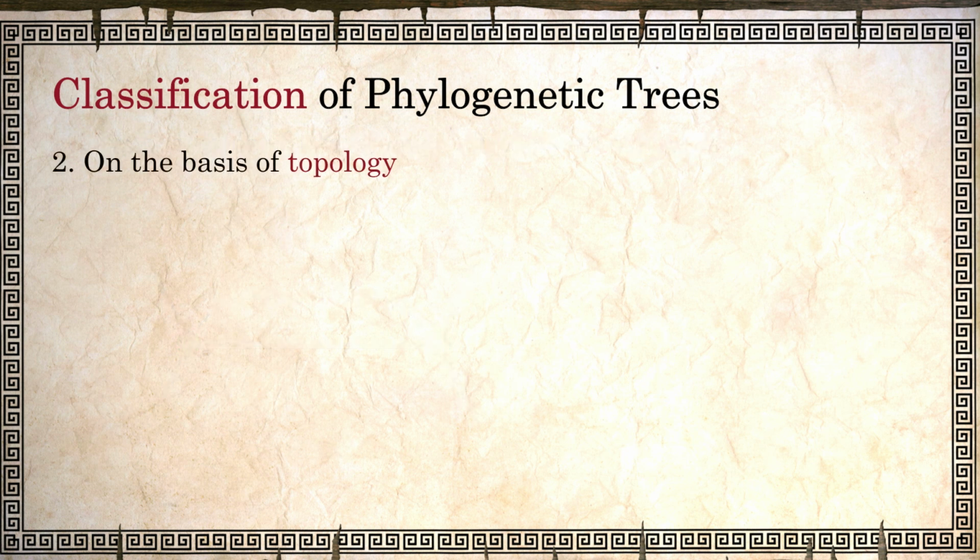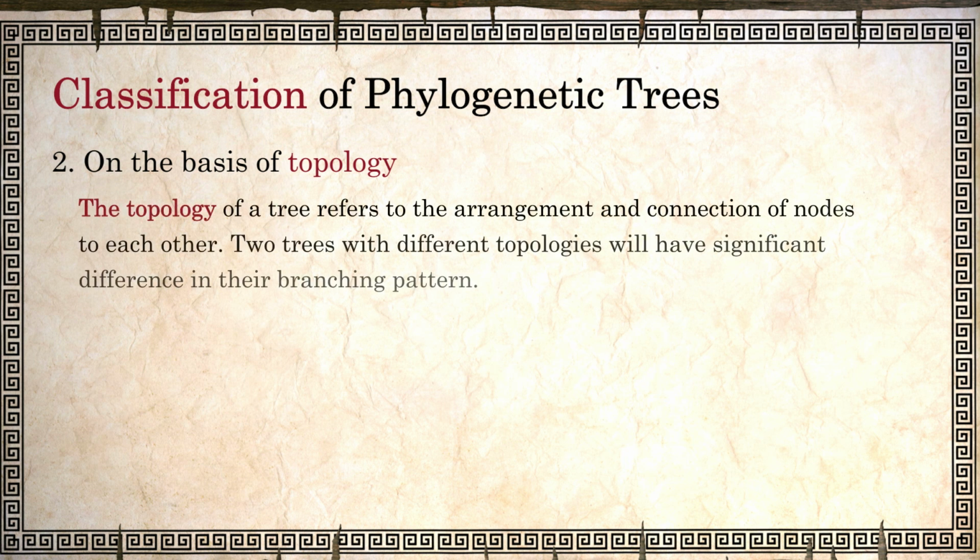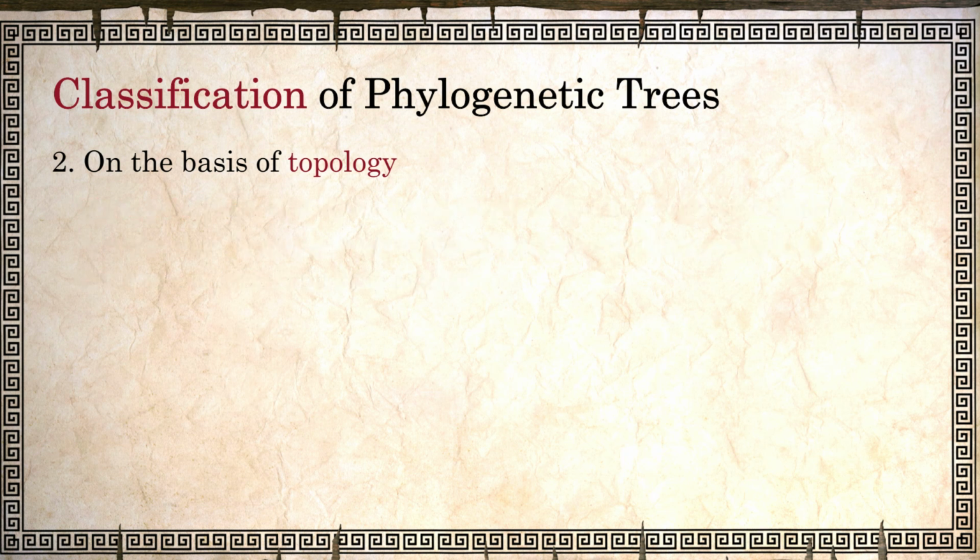We can also classify trees on the basis of their topology. What do we mean by the topology of a tree? Topology of a tree is its construction, or the connection of nodes to each other. As we know, two different nodes in a phylogenetic tree are connected to each other with the help of branches. If there is a difference in topology between two trees, then there must be a difference in the branches of the tree. Based on this difference, two types of trees are present. One is called a cladogram and another is called a phylogram.